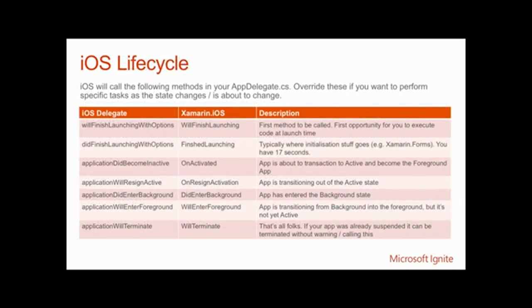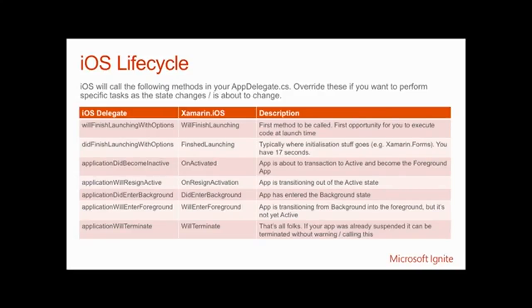So on iOS, if you're looking in Objective-C, you've got a number of delegates that you can write that will get called at various stages in the application lifecycle. So these are on the left. But I'll take one example, didFinishLaunchingWithOptions. The middle column shows how we can hook into those using Xamarin.